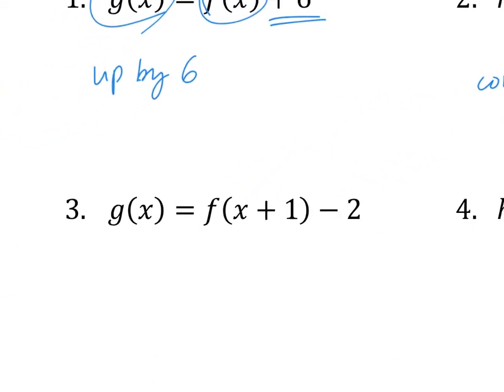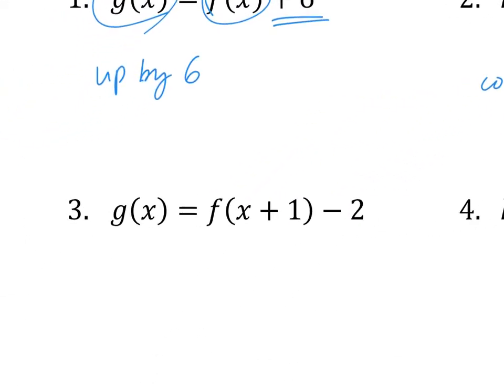All right, number 3. This one's a little tricky. We have 2 things going on. Let's talk about that plus 1. What is that plus 1? Is that A, H, or K? H. It is H. Now, which direction are we going to move? Left or right? Very good. It's the opposite. So we're going to move left 1. And then that minus 2 represents A or K? K. Very good. So which direction? Down. Yes, down 2.